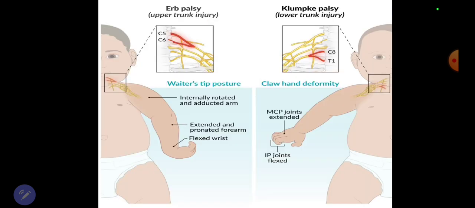This image illustrates Erb's palsy and Klumpke's palsy. Differentiate between them. Both of them are brachial plexus palsy. One of them, Erb's palsy, is an upper trunk injury, and the other is a lower trunk injury. In Erb's palsy, C5 and C6 are involved, and the characteristic waiter's tip posture is an adducted arm, extended and pronated forearm with flexed wrist.